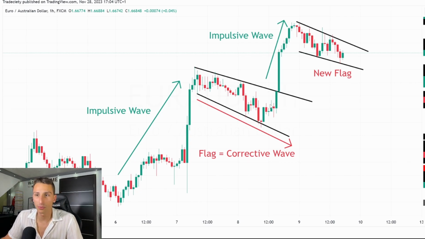Then the stop loss goes just below the bottom of the flag. If the flag breaks down, the pattern is just invalidated. So you put your stop there on the bottom of this bull flag.